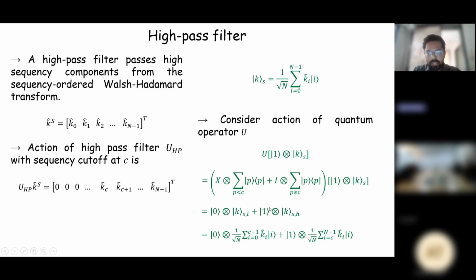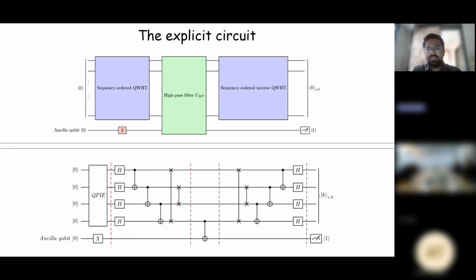So if I look at the circuit once again and compare it with the explicit gate transformation, you see this QPIE, which is my image encoding technique. Is there a question?